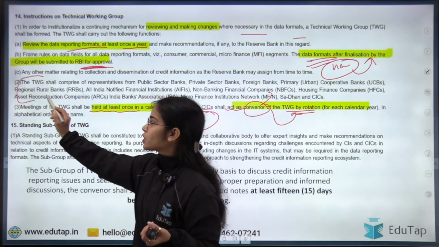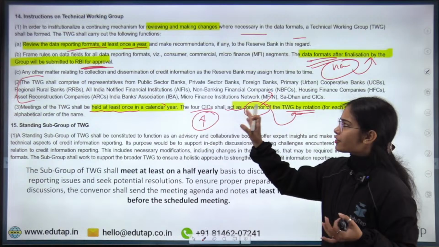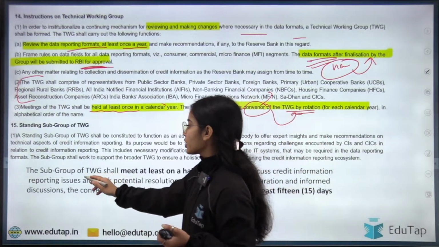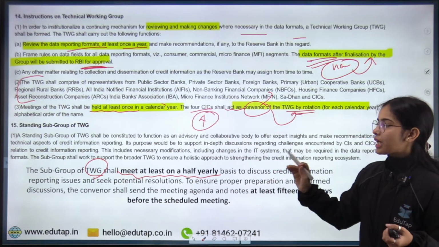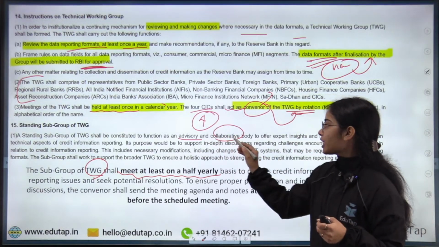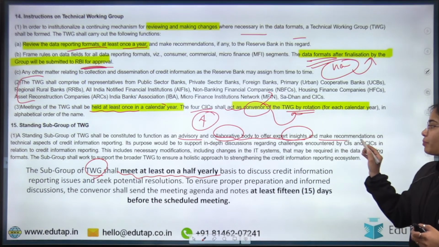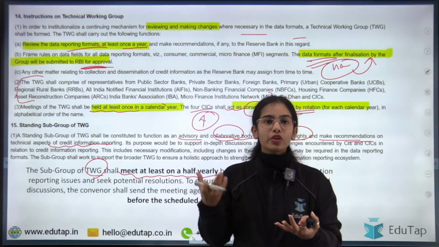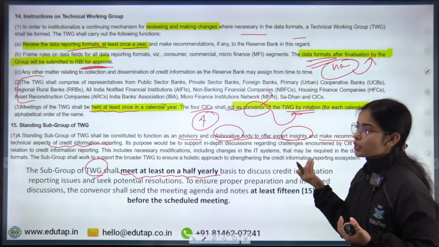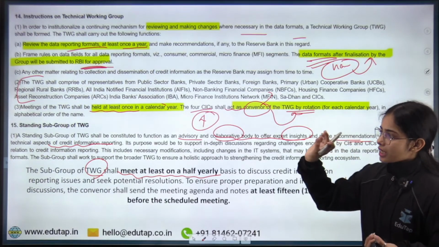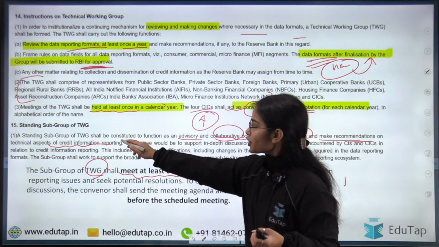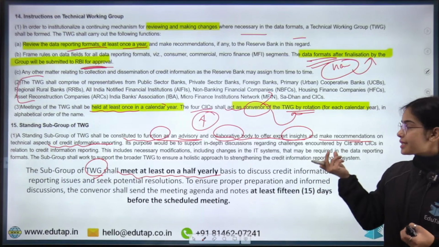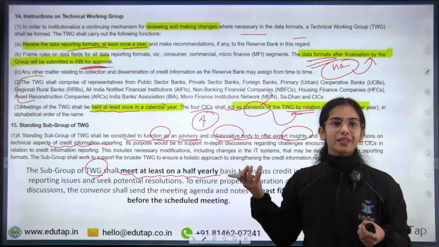The technical working group shall comprise the banks, NBFCs, all India financial institutions, and such. There is also a subgroup of the technical working group. So the subgroup of the technical working group shall meet at least on a half-yearly basis. They provide an advisory and collaborative body to offer expert insight and make recommendations on technical aspects of credit information reporting, that is, how we can further improve credit information reporting.